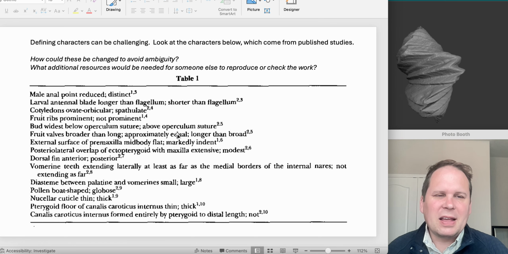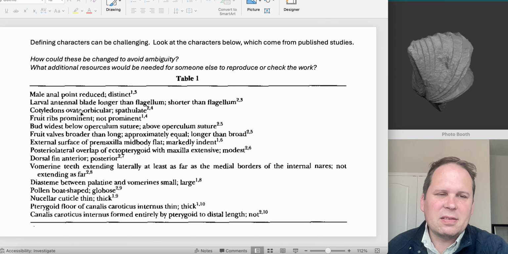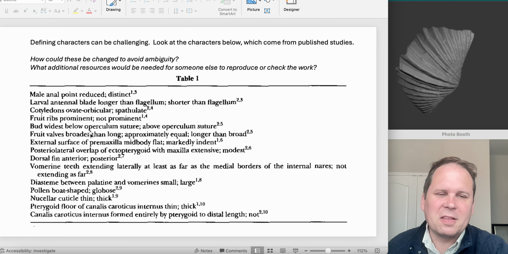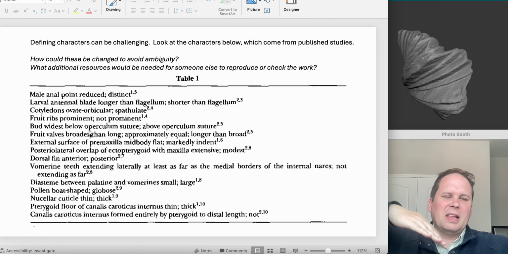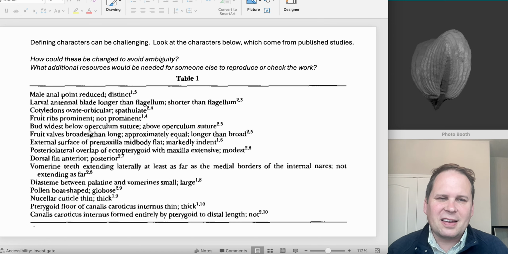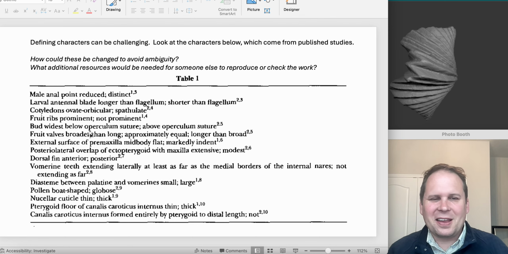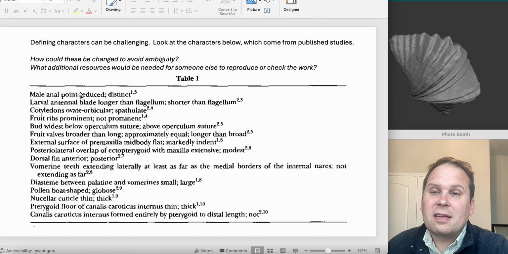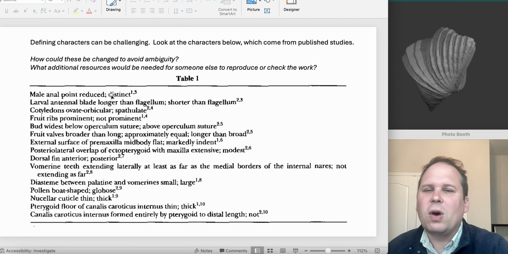You ought to be able to rewrite these characters and say, okay, male anal point, higher than 0.2% of the length of the shell. So that as the shell gets bigger, you still can say it's like really low, but you've got boundaries on it. You've got some kind of finite numerical boundary that says, yeah, you got to be this big. And then your character state 0, character state 1. Normally, also, we would say 0, which is going to be reduced, and then 1 distinct.